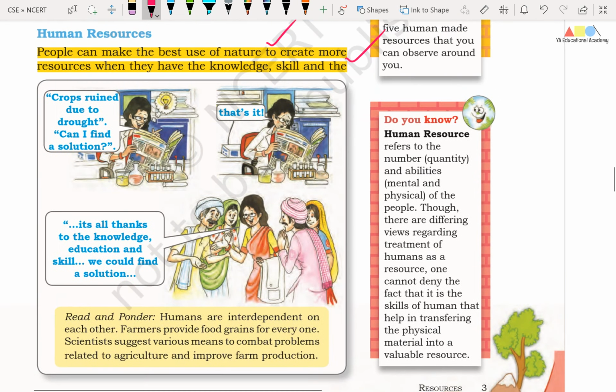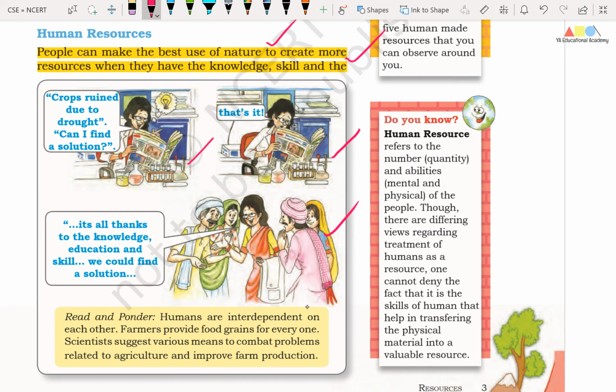Right friends, in this picture you can see how people are using their knowledge and why they are a resource, a very important resource. You can understand from this picture.